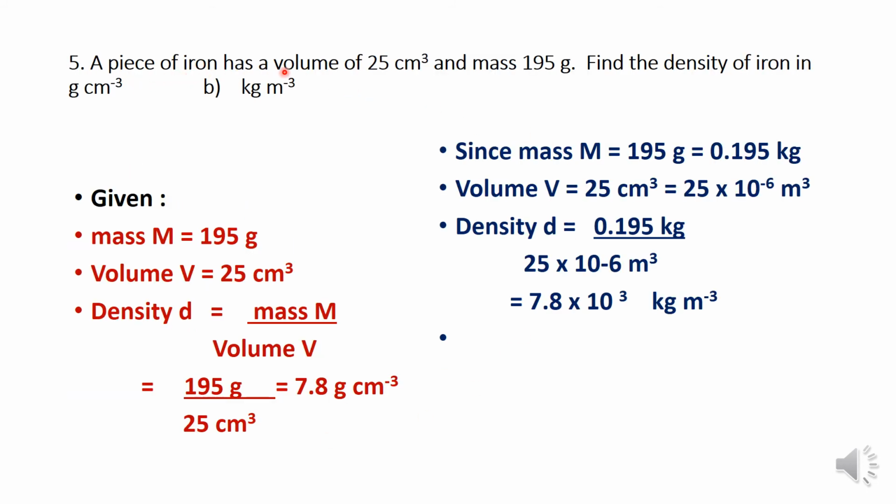Next question. A piece of iron has a volume of 25 centimeter cube and mass 195 gram. Find the density of iron in gram per centimeter cube. We know that density is equal to mass by volume. The mass is 195 and the volume is 25. So mass by volume, simple calculation, you will get 7.8 gram per centimeter cube. Now if you want to convert into kilogram per meter cube, you just multiply it with 1000. So 7.8 will become 7.8 into 1000 kilogram per meter cube. So very simple question.